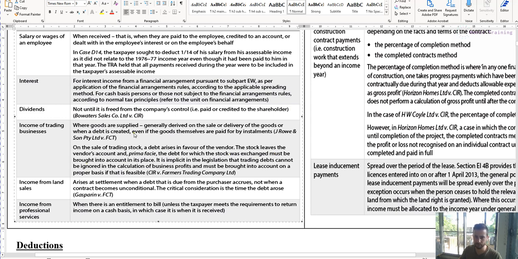It's just this point here, so where goods are supplied, and it's the sale or delivery of the goods, or when a debt is created. So generally it's just when you issue an invoice, right? Because when you issue an invoice, there is now an obligation for you to provide that, and a debt is created to you, because as soon as you issue the invoice, they owe you money. Right? Income from the sale of land arises at settlement. So when a debt that is due from the purchaser accrues, not when it can. So yeah, the settlement date is when you exchange money, so it's basically then. Income from professional services is when there's an entitlement to bill.